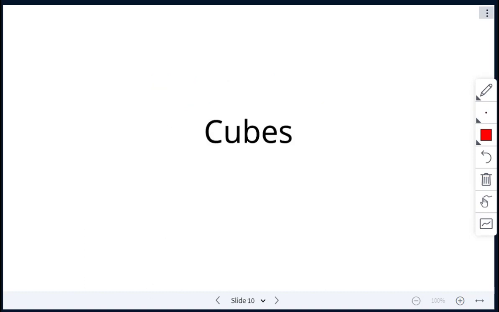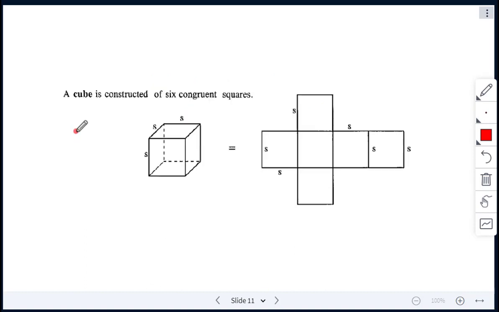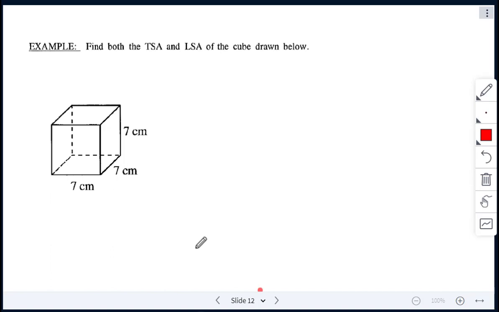Next, we are looking at cubes. So cubes, it's 6 congruent squares. All 6 faces are the exact same. All right, so here we see the net when we open that up. So 1, 2, 3, 4, 5, 6, all 6 faces are the same. So let's take a look at our example. We need to find the total surface area and the lateral surface area of this cube.